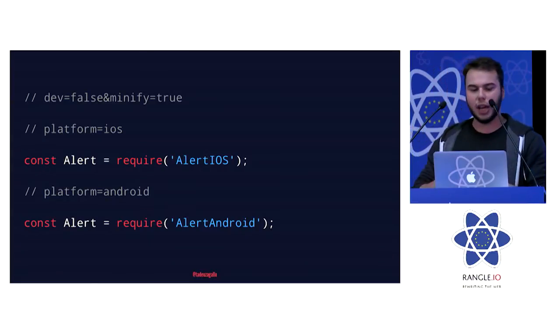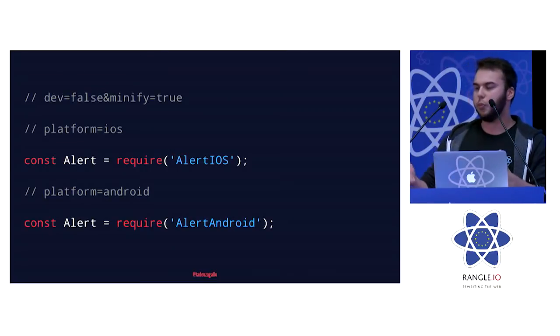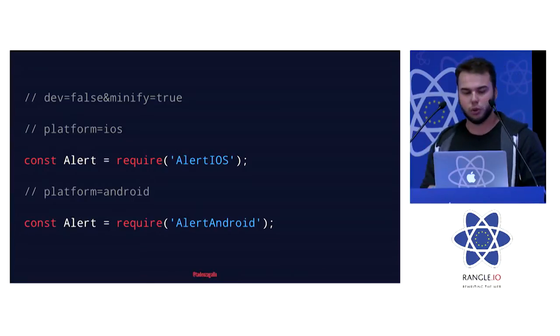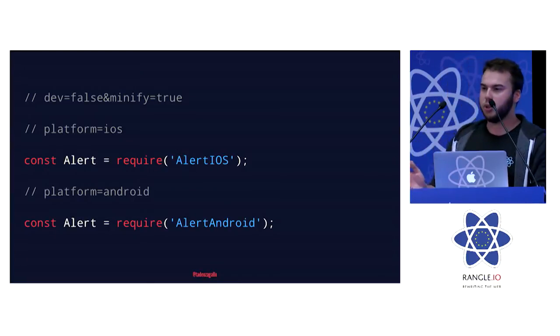And we would only have one require for each platform. So if we were bundling it for iOS, you would only have require alert iOS, and the same thing for Android. So those modules would also not be in the bundle.